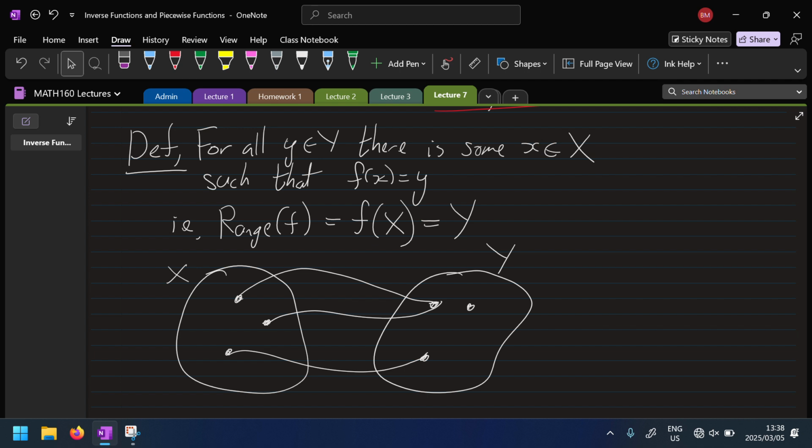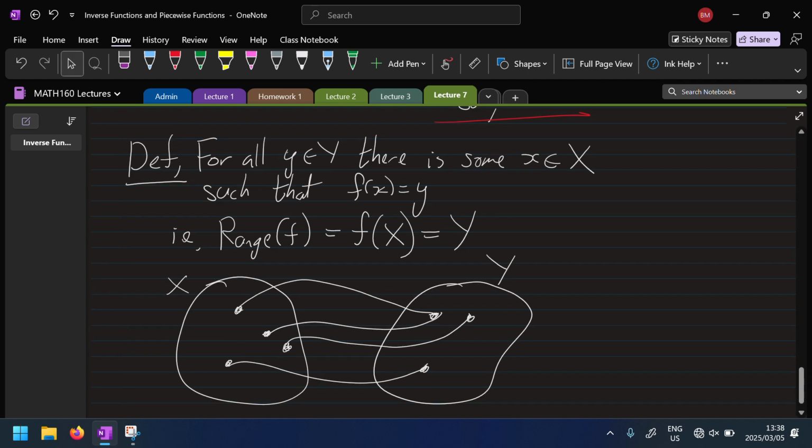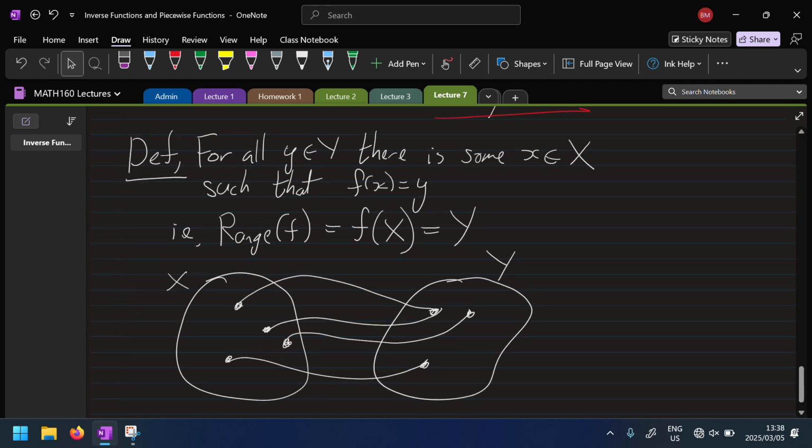Okay. Now, if we did something else and we had a little dot there, now we go through the definition again. For all elements in the target, have we used all elements in the target? Yes. So it's surjective. Okay, so that's the idea of this wording. If we use all elements in the target, it's surjective.